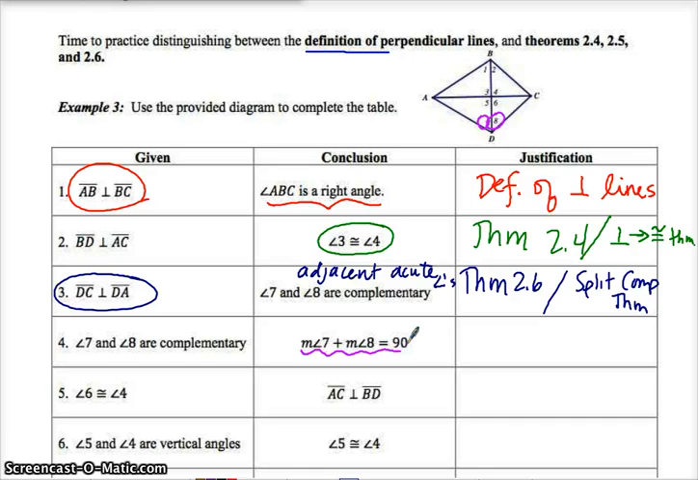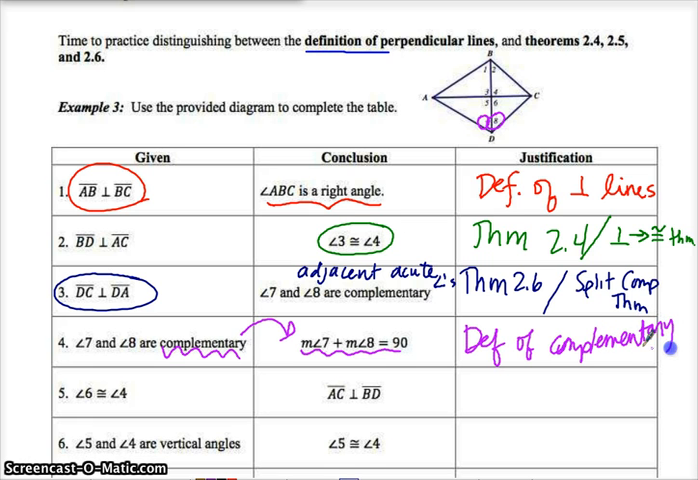If angle 7 and angle 8 are complementary, instantly in your brain you should think, oh yeah, that means the sum of them is 90 degrees. Why? What allows you to think that? What is the justification for that statement? Why can you conclude that the measure of angle 7 plus the measure of angle 8 equals 90 degrees based on the fact that they're complementary? It's the definition. The definition of what? The definition of complementary angles.